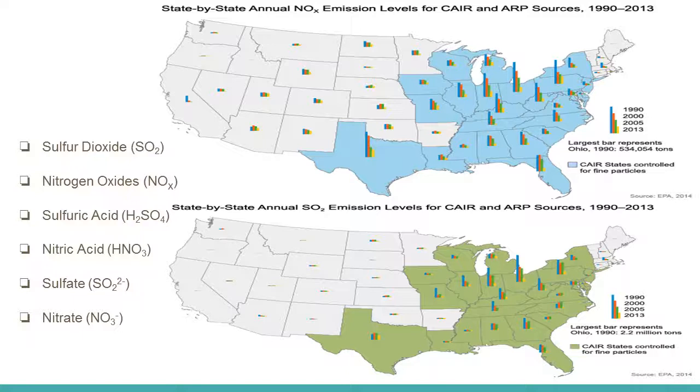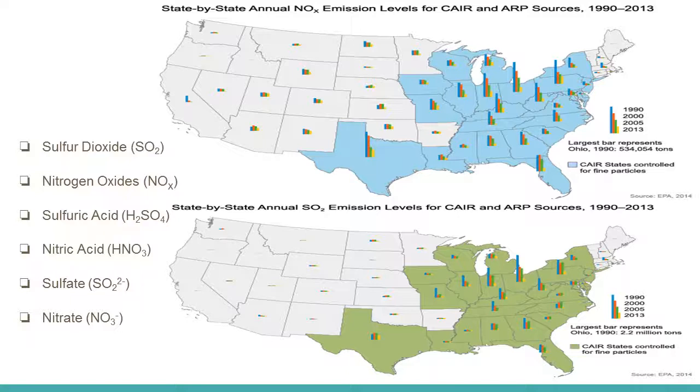The largest emitter of nitrogen oxide in 1990 was found in Ohio. In 1990, over 534,000 tons of nitrogen oxides were emitted in Ohio. Similarly, Ohio was the largest emitter for sulfur dioxides in 1990 as well, with 2.2 million tons. Pennsylvania was not far behind Ohio in their emissions in 1990 as you look at the bar charts.